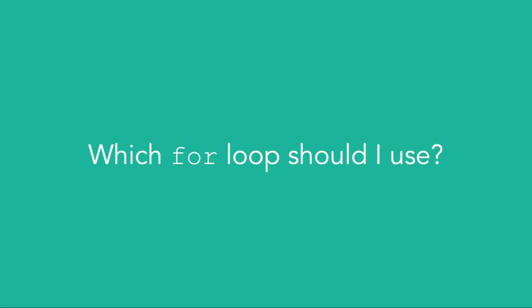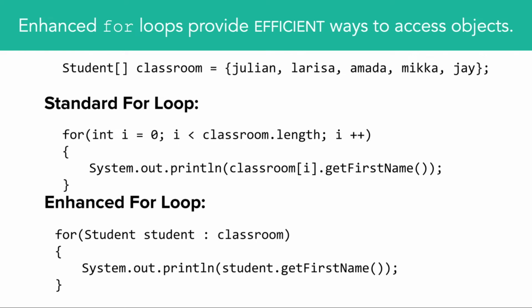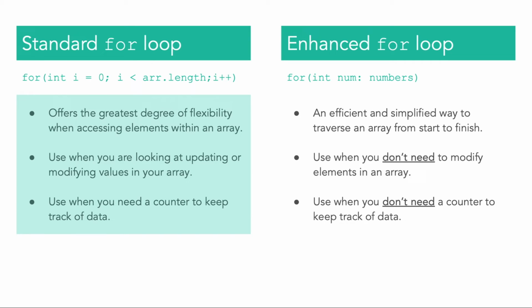Which for loop should we use? Enhanced for loops provide efficient ways to access objects. Notice the parameters within the standard for loop and the parameters in the enhanced for loop. The standard for loop offers the greatest degree of flexibility when accessing elements within an array. You should use this when you are looking at updating or modifying values in your array. You should also use this when you need a counter to keep track of data.